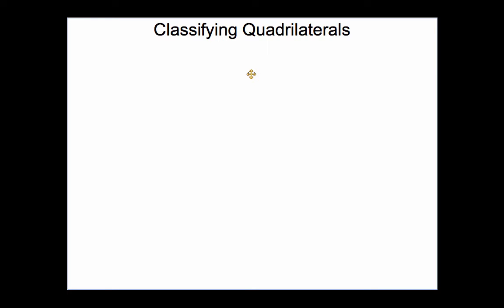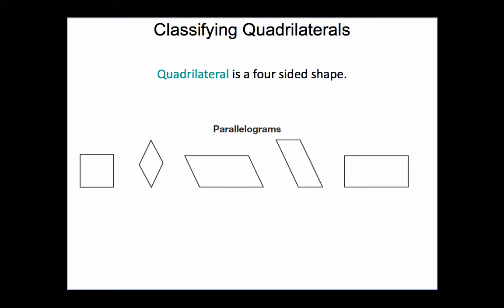Classifying quadrilaterals. As you will recall from our previous lesson on shapes, a quadrilateral is any four-sided shape. Well, we're going to classify some of those quadrilaterals. The first group we're going to talk about are the parallelograms. All parallelograms have two pairs of parallel sides. If you notice, on all 5 of these parallelograms, their opposite sides are parallel.